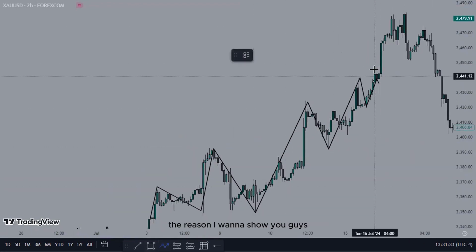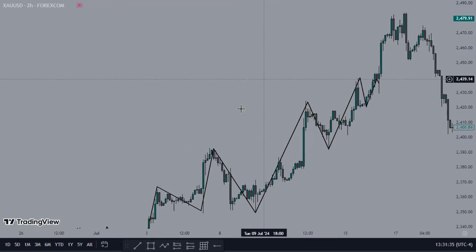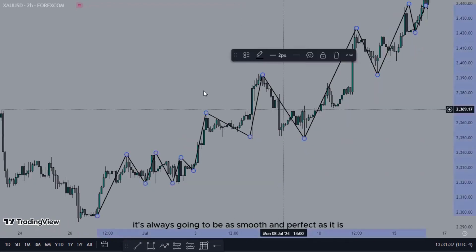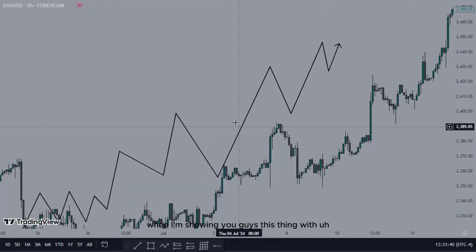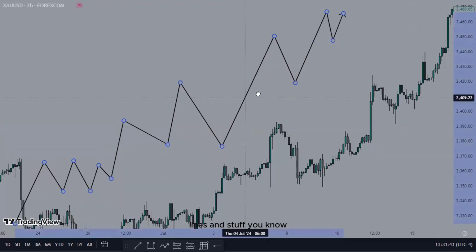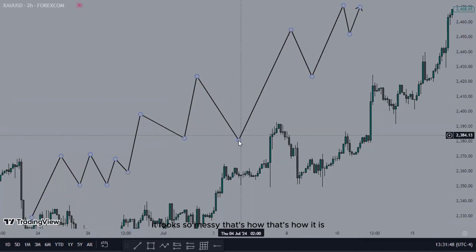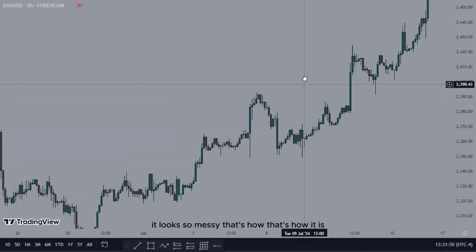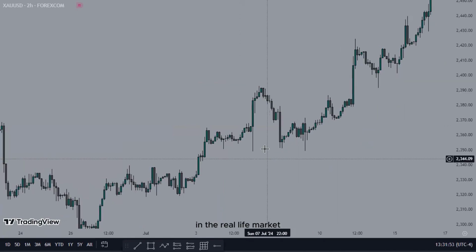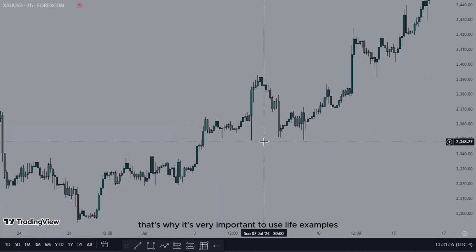Now, the reason why I'm showing you guys this on the live chart is because it's not always going to be as smooth and perfect as it is when I'm showing you guys this with lines and stuff. You know, like look at this thing. Look at how it looks. This is an uptrend. It's still an uptrend, but look at how it looks. It looks so messy. That's how it is. So that's what you're going to be facing in the real life market. That's why it's very, very important to use live examples when explaining stuff. So you see it in practicality, like you see it really happening, right?